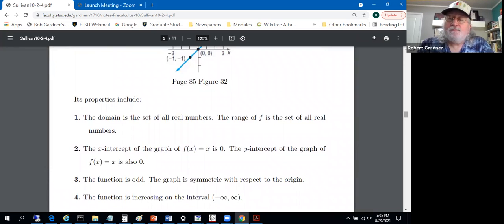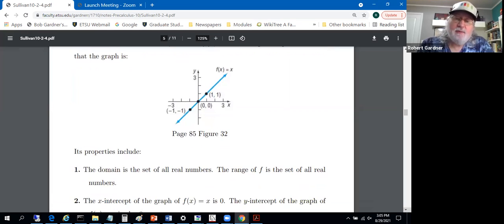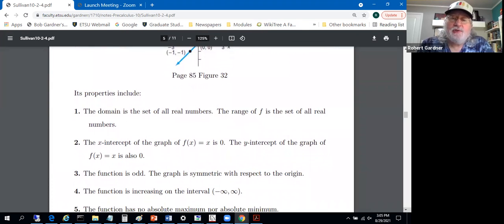Odd function. Symmetric with respect to the origin. Yeah, for every over and up point on the curve, there's a corresponding back and down. You go over 3 and up 3, point on the curve. You go back 3 and down 3, there's a point on the curve. So it is an odd function. In that sense, it's symmetric with respect to the origin. Functions with that symmetry are called odd functions.